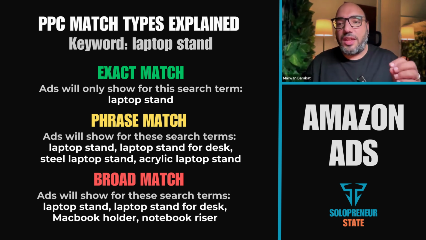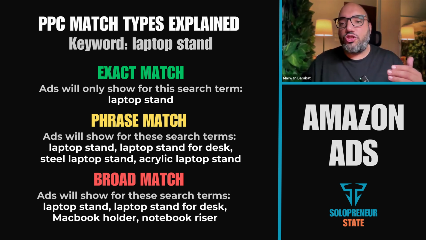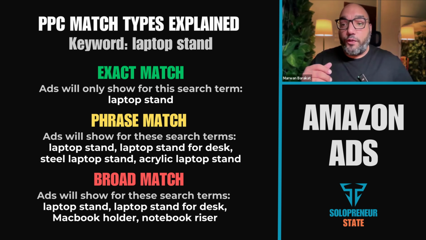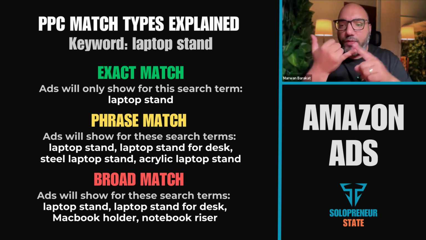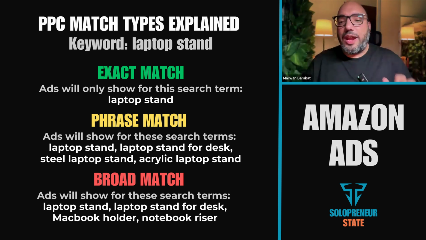If they search for laptop stand for desk, metal laptop stand, you're not going to show, right? And then the next level is the phrase match campaign. This is a broader level. A phrase match campaign, exactly. I'm targeting the same keyword here, but as a phrase match, laptop stand, I'm going to show for laptop stand for desk, metal laptop stand. So if there's a word before it, a word after it, or a word in the middle, no matter the order of the words, your ad is still going to show.